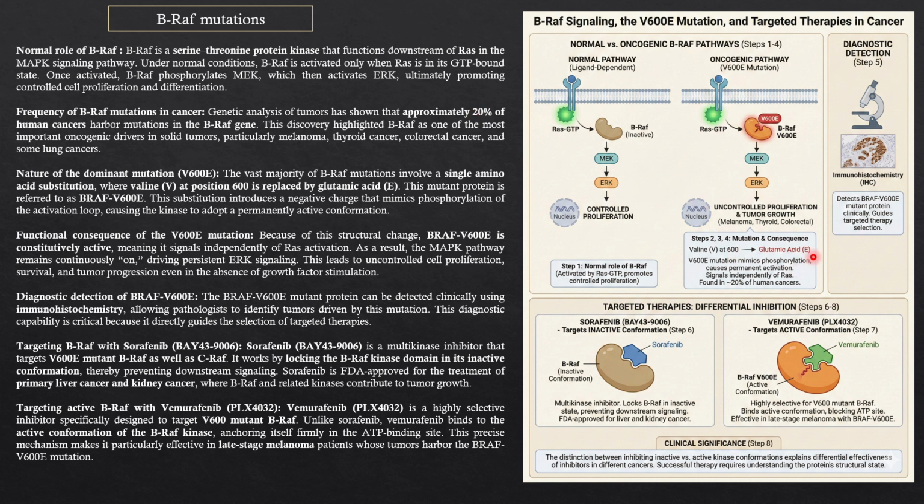In V600E, the valine at position 600 is replaced by glutamic acid. This substitution mimics the phosphorylation within the activation loop of the protein, forcing BRAF into a permanently active state, and as a result, the kinase no longer depends on upstream RAS signaling. Because of this mutation, BRAF becomes constitutively active and continuously sends signals to the MAP kinase pathway, whereas MEK and ERK remain persistently active, leading to uncontrolled cell proliferation, increased survival and tumor progression. This happens even in the absence of growth signals.